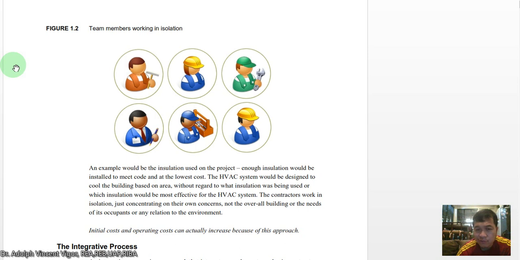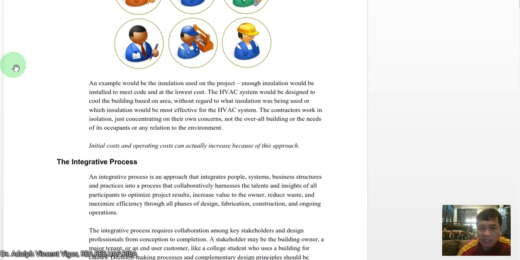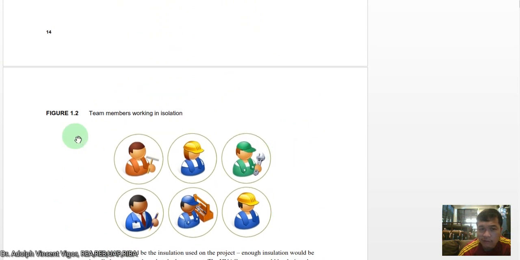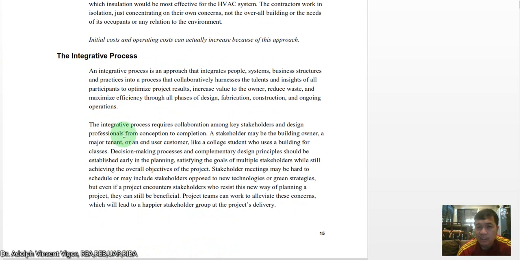The contractors work in isolation, just concentrating on their own concerns, not the overall building or the needs of its occupants or relation to the environment. So, initial costs and operating costs can actually increase because of this approach. So, this is the conventional approach. And now let's look at the integrative process.